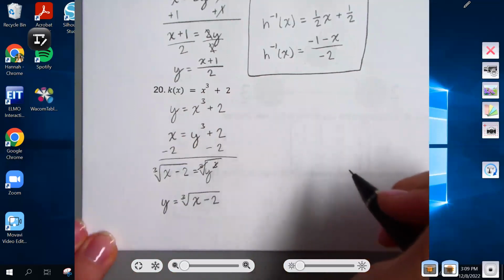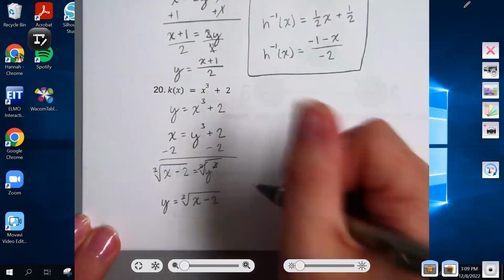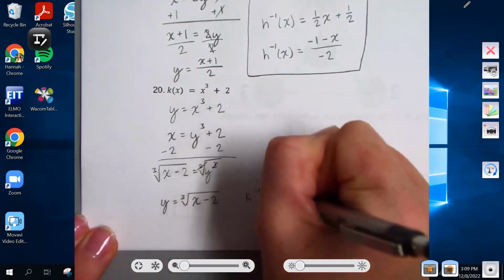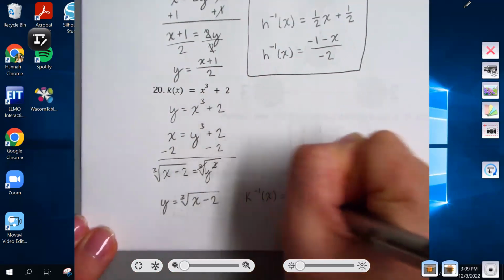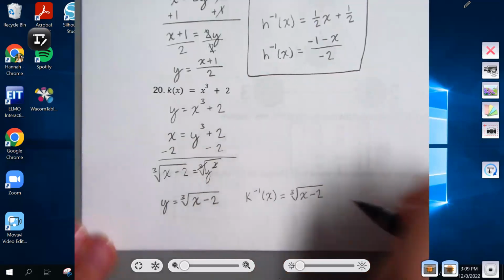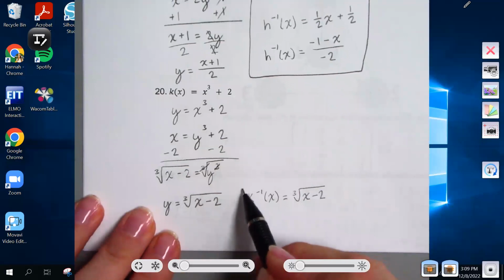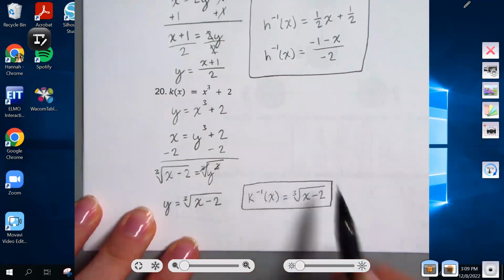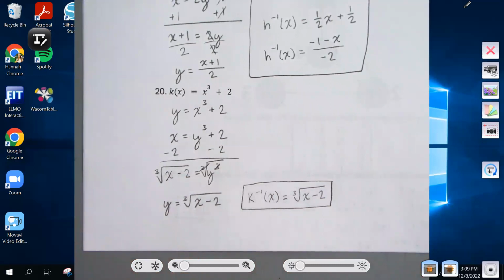Are you done? We're not done. Change back to inverse function notation. So k inverse of x equals the cube root of x minus 2. Can't really think of a different way that you would have this written. So everyone's answer should look the same on this one. We're done.